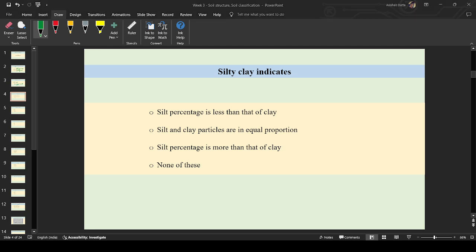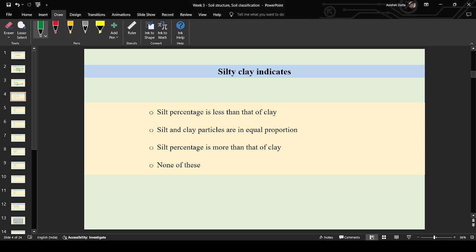And who has chosen option 3? No. So which option is left right now? Silt percentage is less than that of clay. Yes. Why? Because see, this silty clay, it acts like an adjective. The soil is clay.